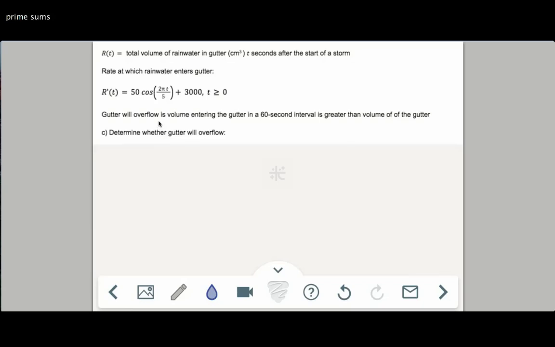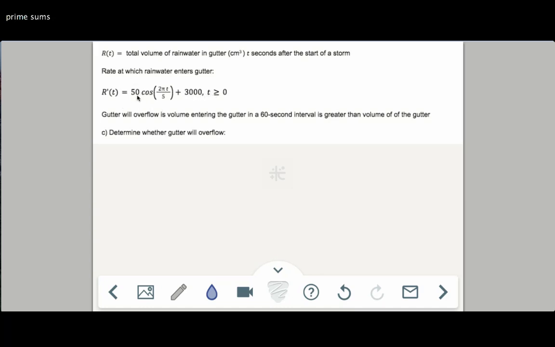Part C. Well, in this question, we're told that in a storm, the total volume in centimeters cubed of rainwater that enters a gutter can be modeled by the function R of t, where t is the time in seconds since the start of the storm. We're not given the function R of t, but we're given its derivative. The rate at which rainwater enters the gutter is modeled by R dash equals 50 times cosine of 2 pi t over 5 plus 3000.